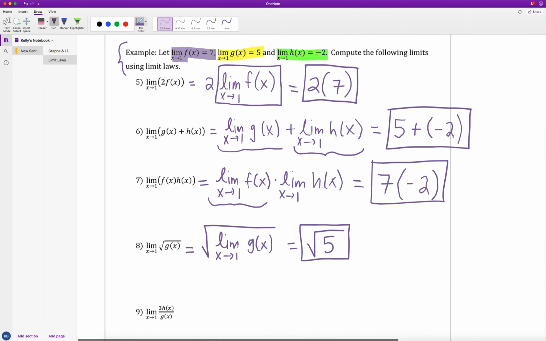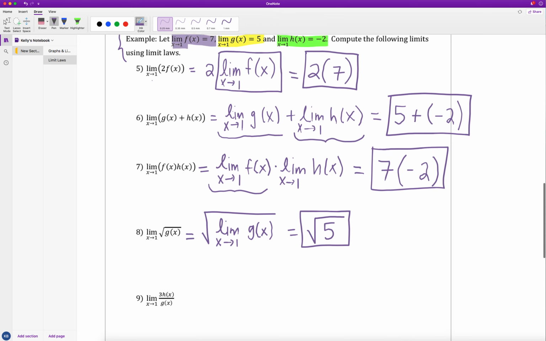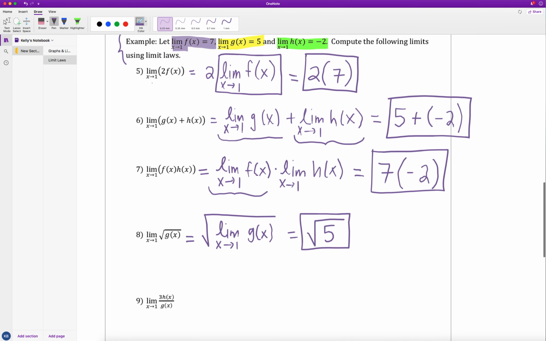Okay, let's look at example 9. I want to try to leave the information at the top for us to use there. So we have the limit as x approaches 1 of 3 times h of x all over g of x. Why don't you guys go ahead and pause the video again and try example 9 on your own first. Okay, let's check example 9.